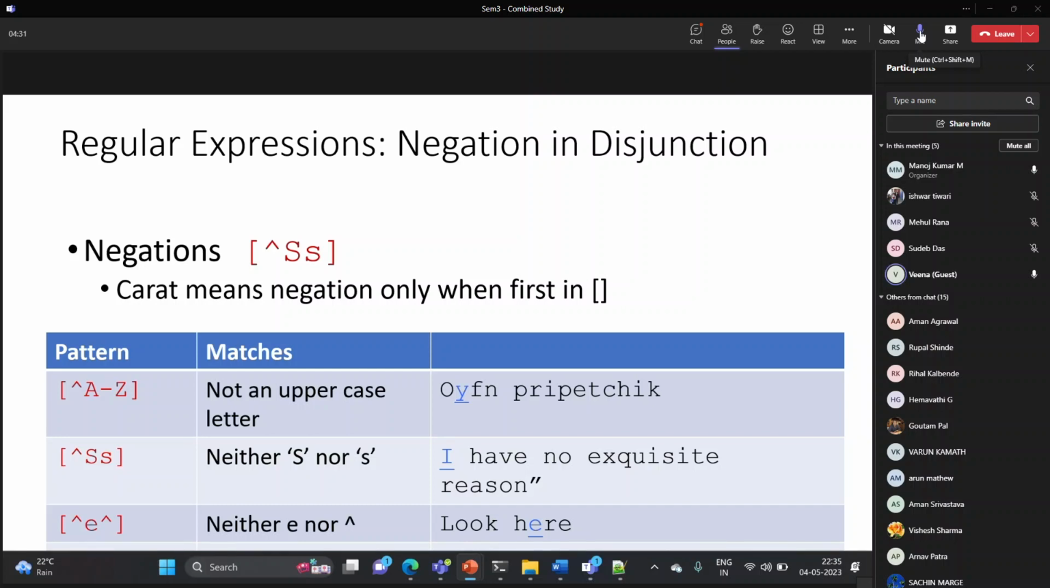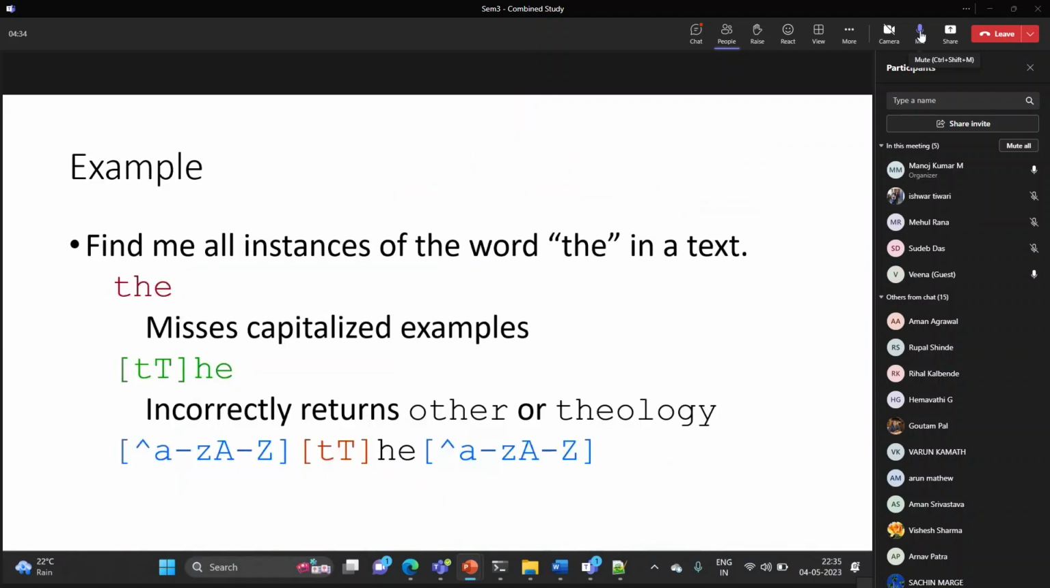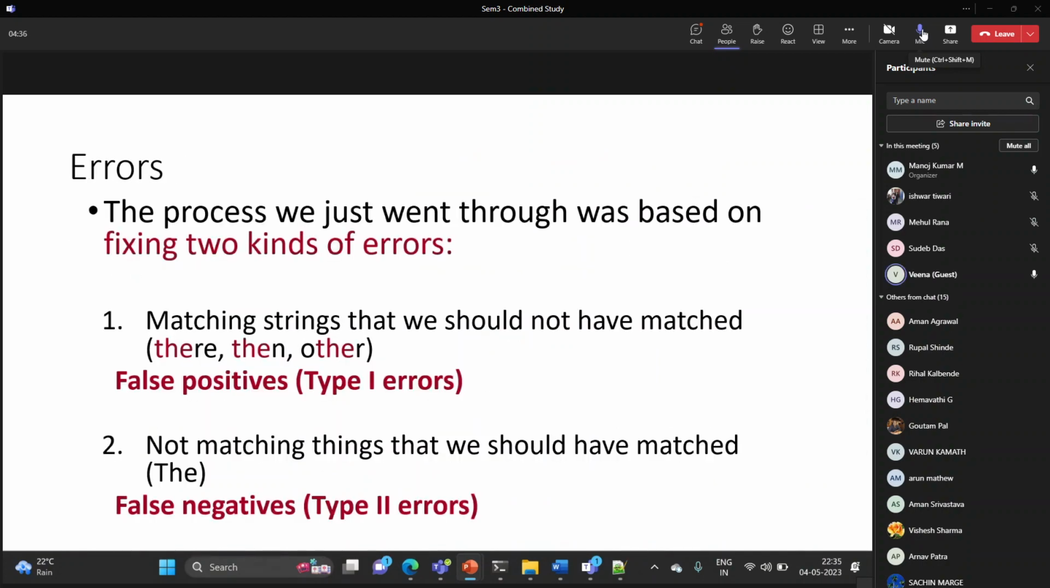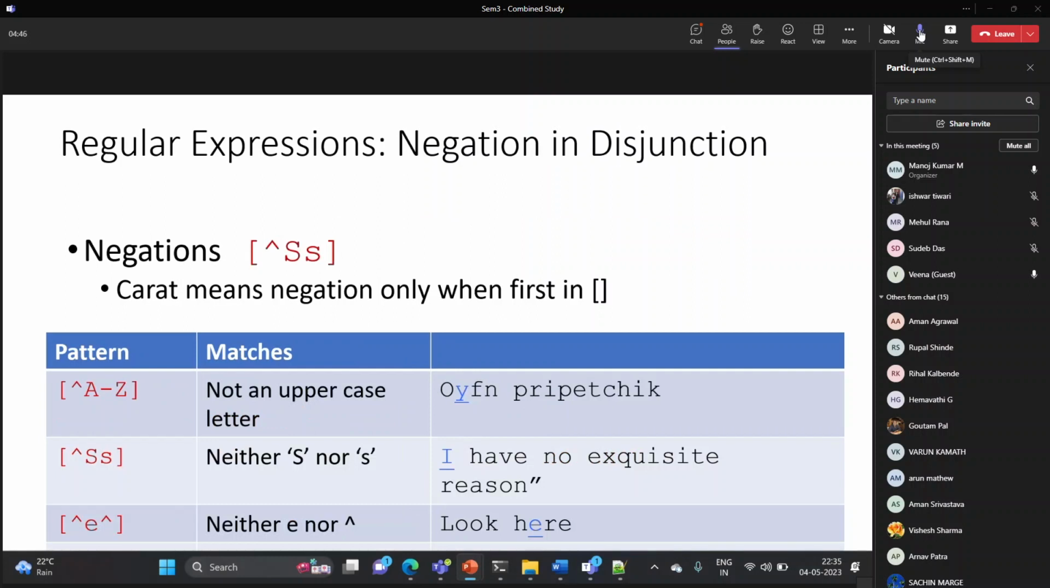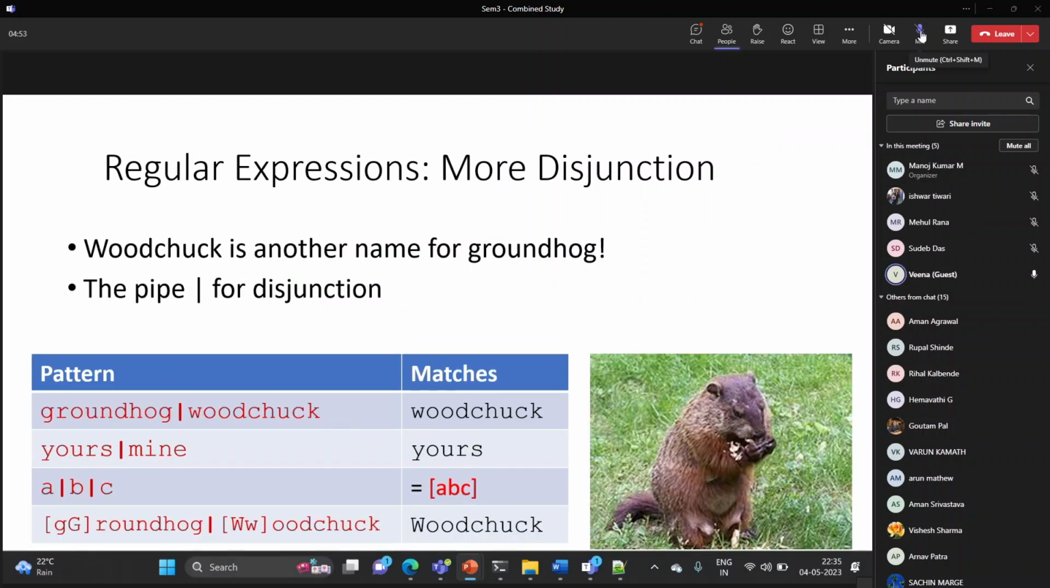Maybe we can stop. I will just quickly take these also. Yeah, no worries. So the other operator which we are using is the pipe symbol. Pipe stands for an OR condition. So in any case where you want to use an OR condition, you can use pipe in between.